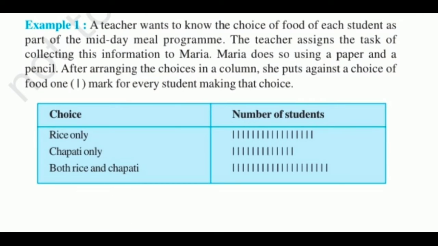Let's see an example. A teacher wants to know the choice of food of each student as part of the midday meal program. The teacher assigns the task of collecting this information to Maria. Maria does so using a paper and a pencil. After arranging the choices in a column, she puts against a choice of food 1 mark for every student making the choice. So rice, chapati, and both rice and chapati, she put a 1 mark.